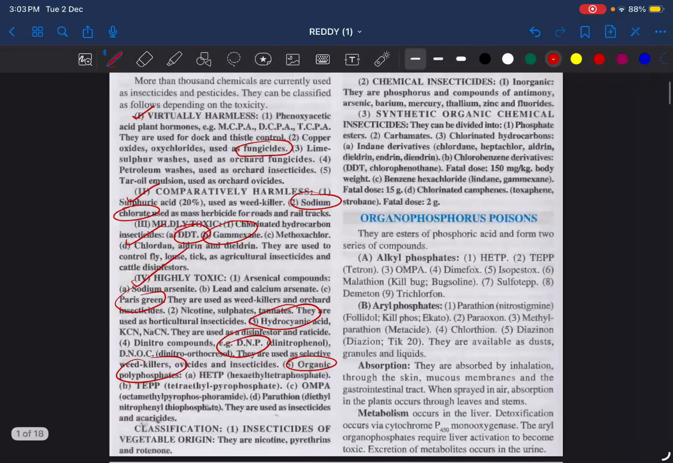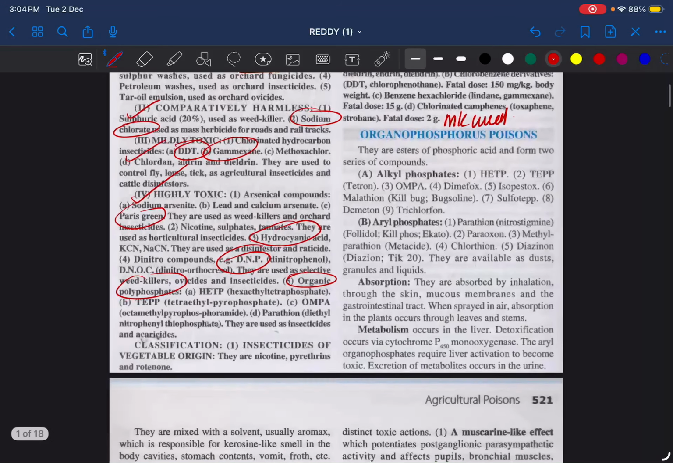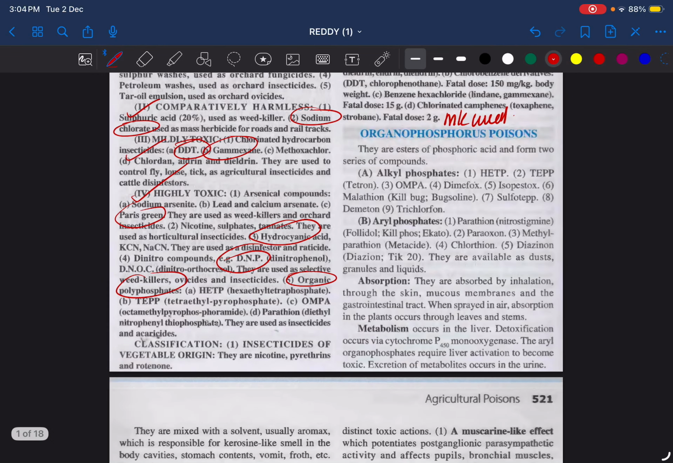Once we go into this, let us discuss the most commonly used poison for zoocide in India, that is organophosphorus compound. They are esters of phosphoric acid. They are of two types. One is alkyl phosphate, another one is aryl phosphate. There is no need to remember the examples, those are the chemical and brand names of alkyl and aryl phosphate.